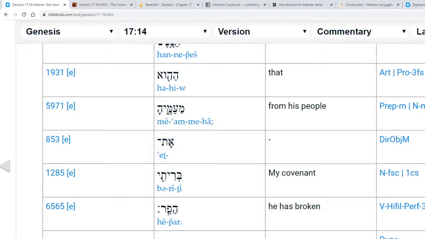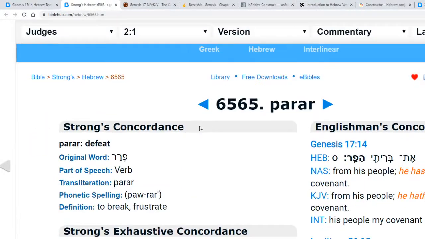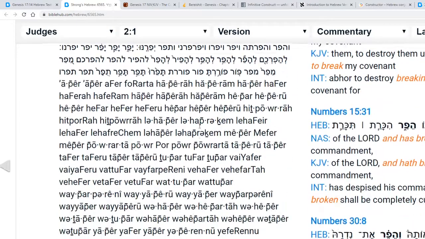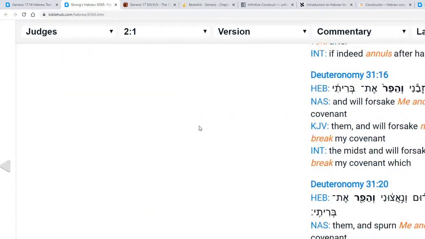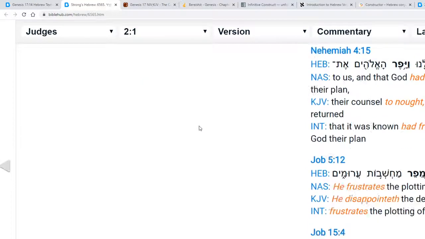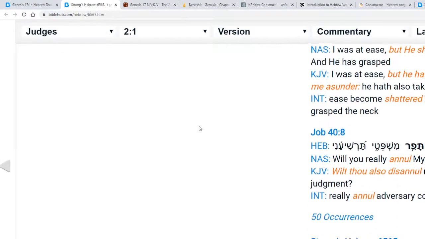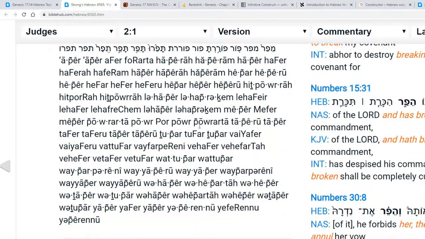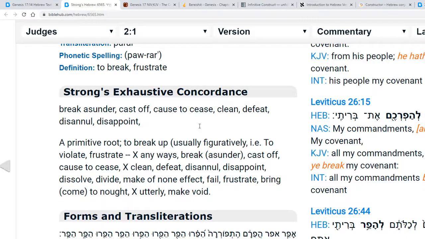Et briti, so this is the direct object marker. Briti, my covenant, so to my covenant, right? My covenant. Hefar. And this is hefar. What's the root here? Is it par? Parar. Resh, resh, double resh. I mean, it does show up a lot of times, about 50 times, but it's a strange root. They're saying it's a double resh. I'm not sure I've seen it with a double resh. A primitive root to break up.